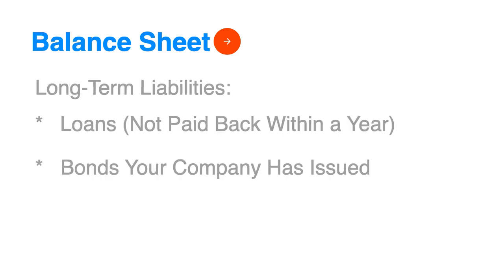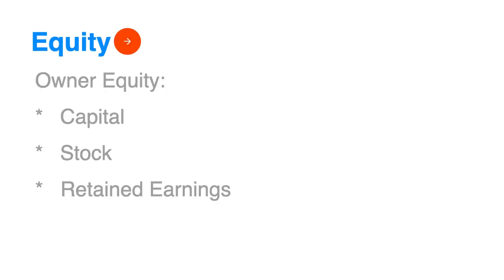Long-term liabilities are loans that are not paid back within a year. Maybe you have a 5-year loan on a vehicle, or another long-term loan that lasts. Anything that lasts over a year is considered a long-term liability. And bonds your company has issued to other parties would fall into this category.